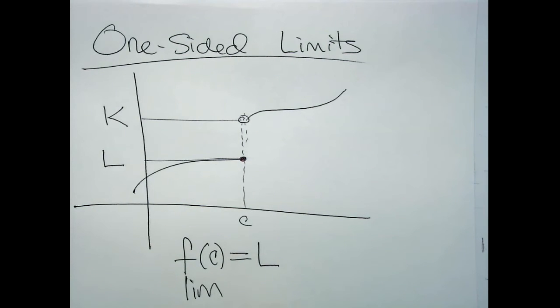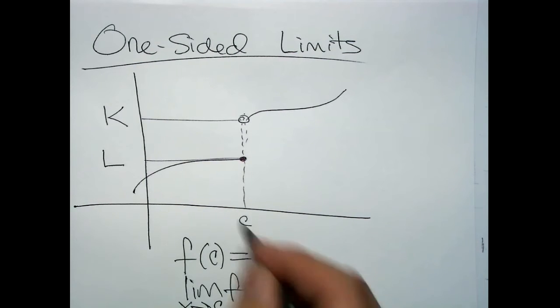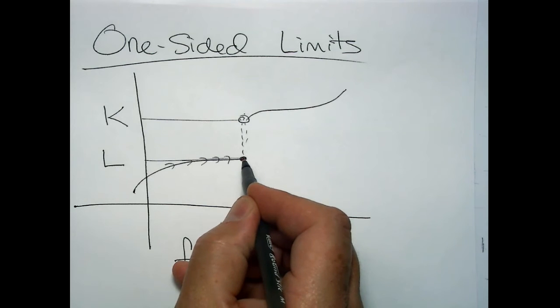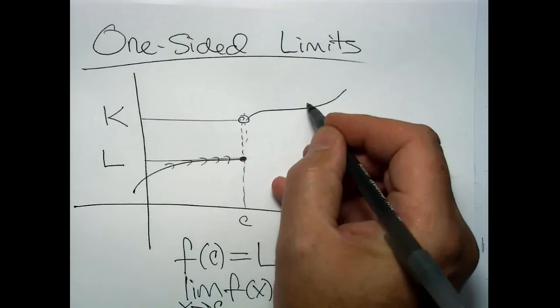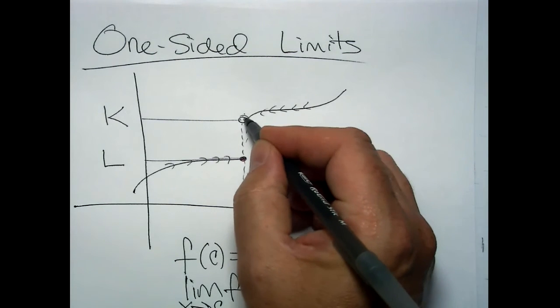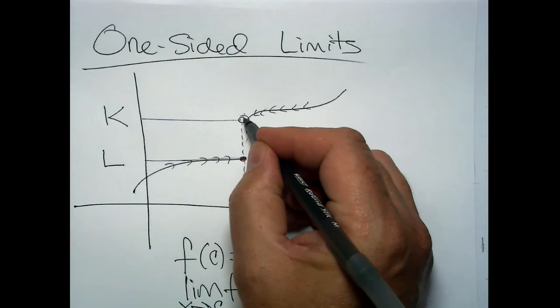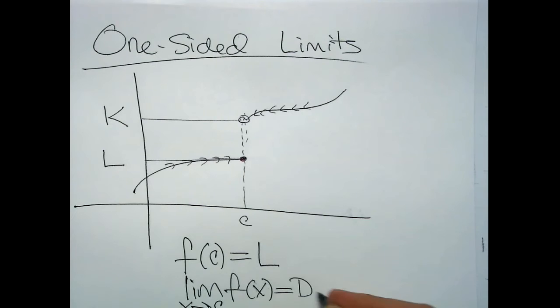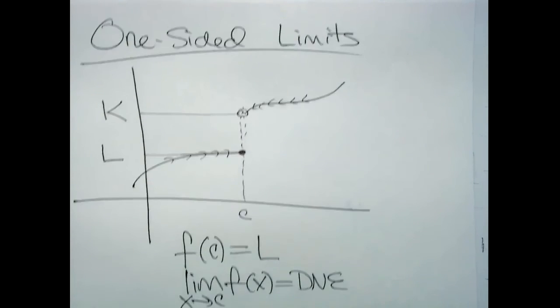The limit as x approaches c, it's a different matter. If I approach from the left side, I believe that I'm headed towards y value L. If I approach from the right side, I believe I'm headed to y value k. I'm not in agreement, therefore, this overall limit does not exist.